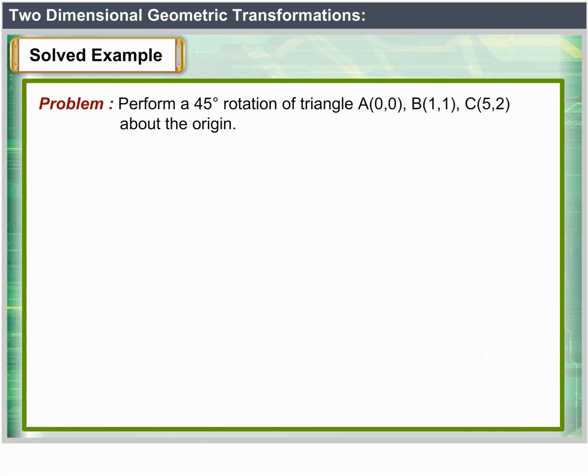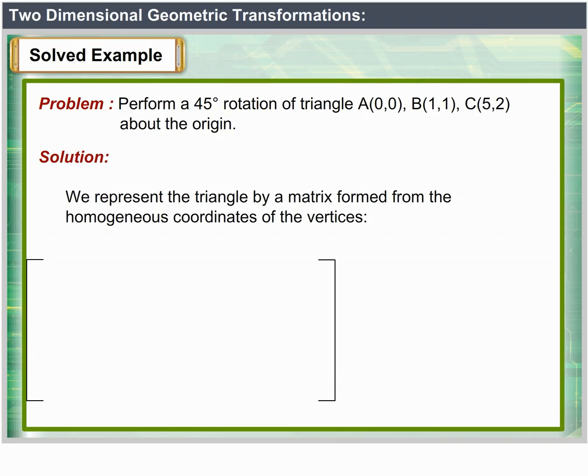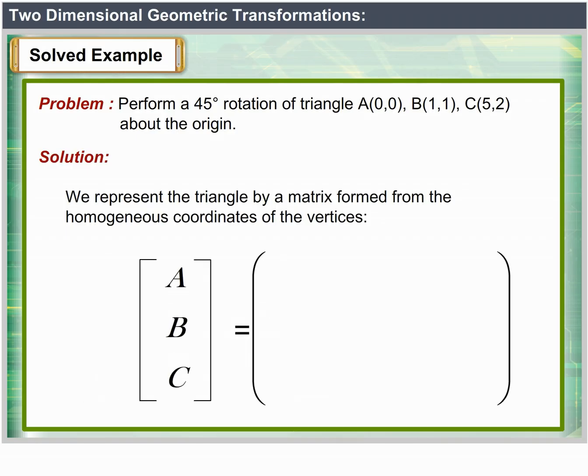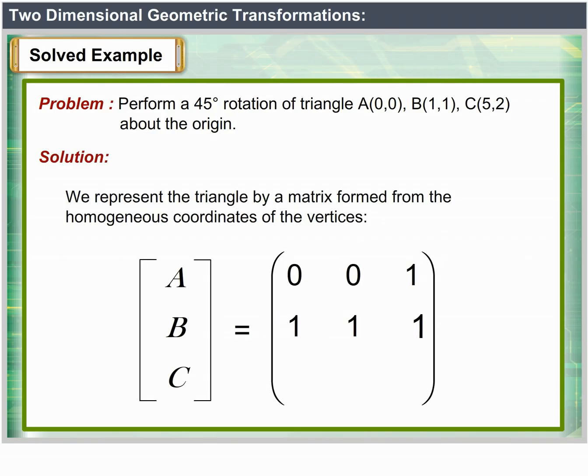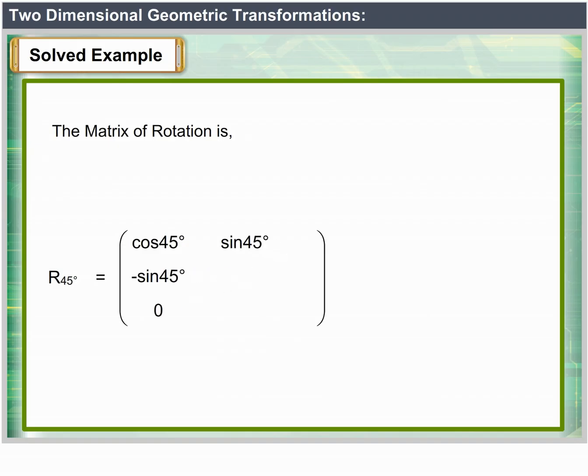Solved example. Problem: Perform a 45-degree rotation of triangle A(0, 0), B(1, 1), C(5, 2) about the origin. Solution: We represent the triangle by a matrix formed from the homogeneous coordinates of the vertices as shown, and the matrix of rotation is as seen on the screen.